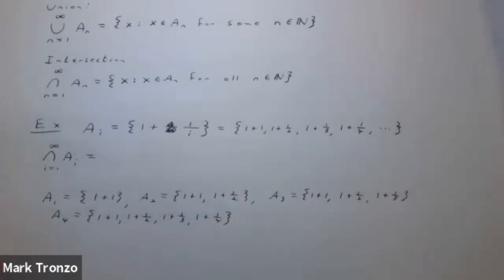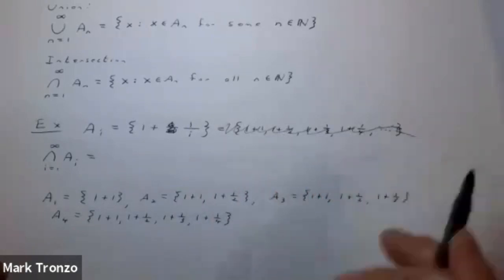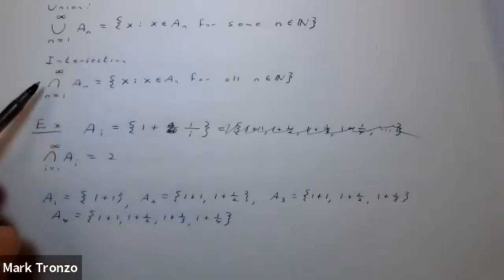So this would be 1 plus 1, 1 plus 1/2, 1 plus 1/3, 1 plus 1/4, etc. It probably looks something like this. So if you intersected an infinite number of these sets, even this is a very good example. The only thing that would be in all these sets would be 2. Right, 1 plus 1, like that. I was trying to think of another example, but I'm probably getting off course a little bit. In any case, that's the notation you use for that kind of stuff.